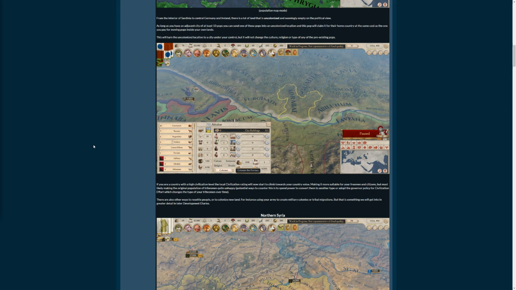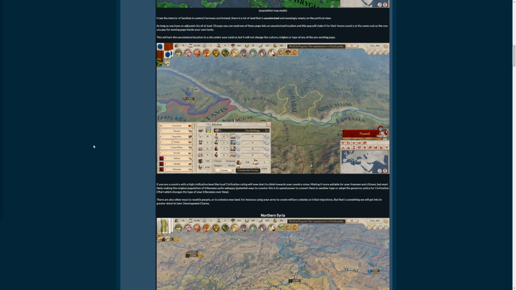If you are a country with a high civilization level, the local civilization rating will start to climb towards your country value, so it'll gravitate up towards you, making it more suitable for your freemen and citizens. But most likely making the original population of tribesmen quite unhappy. Potential ways to counter this is to spend power to convert them to another type or adopt the governor policy for civilization effort, which changes the type of your tribesmen over time. Oh, so they would just kind of convert from tribesmen into, I wouldn't say slaves, but that's the next strata up. No, that would maybe be freemen. Maybe citizens. I don't know. I guess we'll have to see.